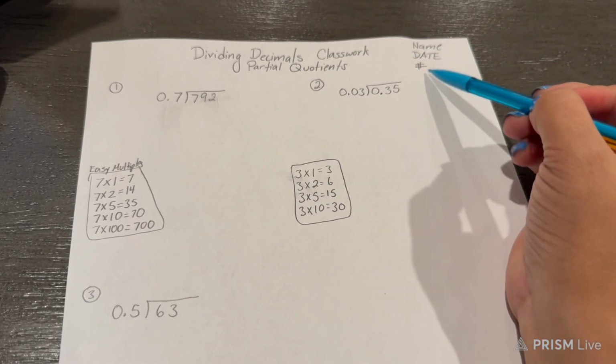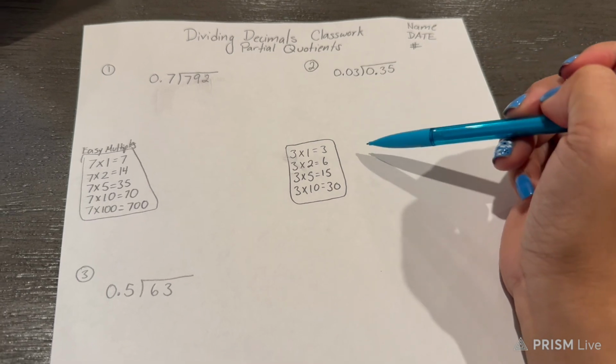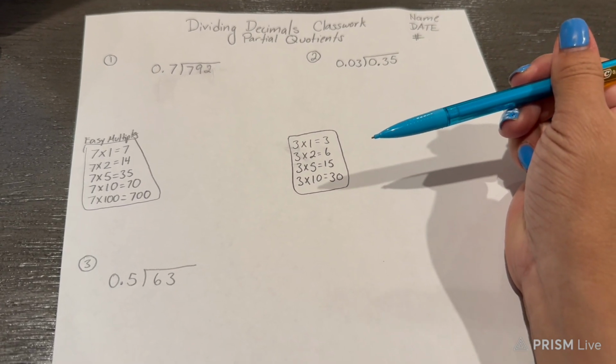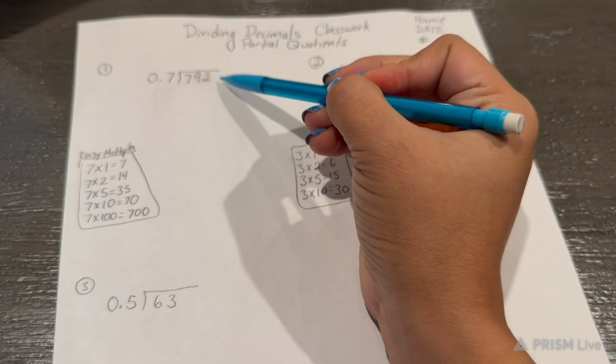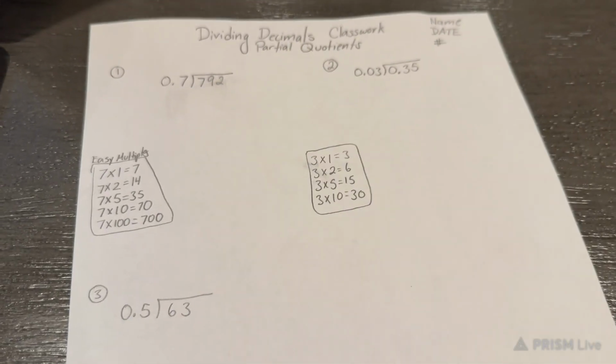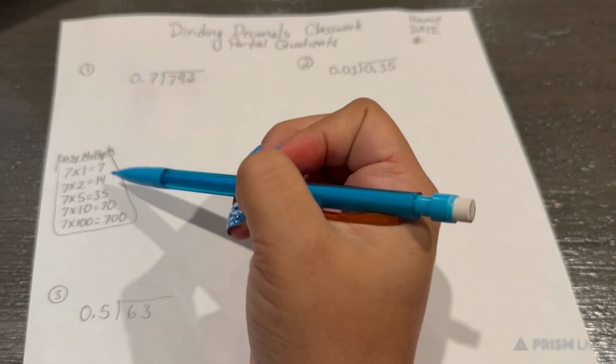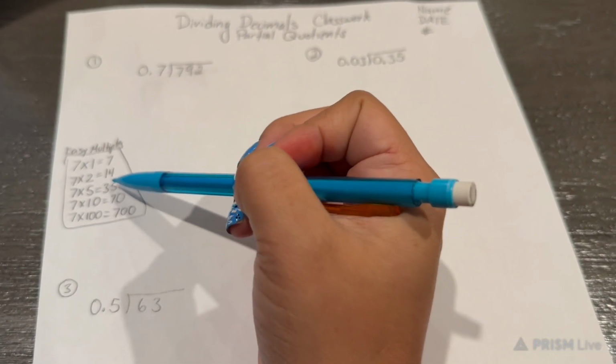Please make sure that you have your name, your date, and also your class number. I'm gonna be working out the first 3 problems with you guys. They've given you this here, which is 792 divided by 0.7. And I already started us off with our easy multiples. So let's go ahead and get started.